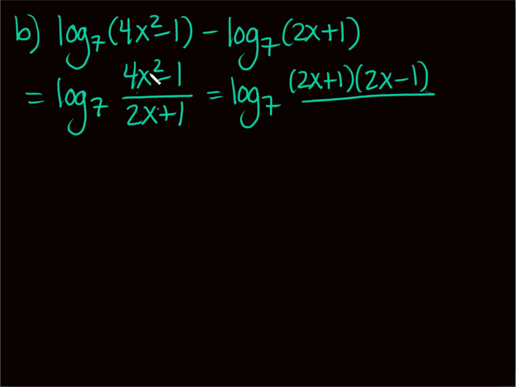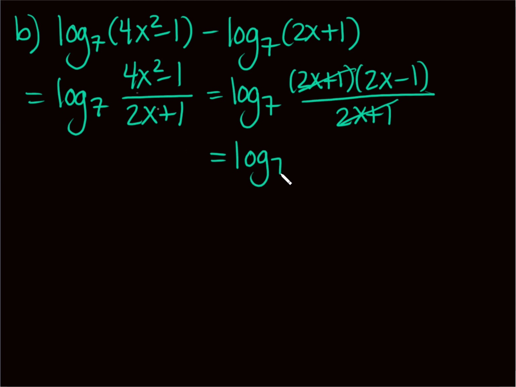This is a difference of squares. 2x plus 1, 2x minus 1. I have 2x plus 1 on the bottom. Those are going to cancel. And what do I get? Log base 7, my final answer, of 2x minus 1. So that was kind of a fun one to do. I hope those make sense.